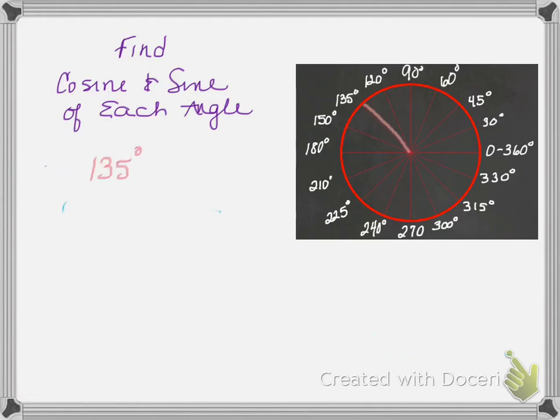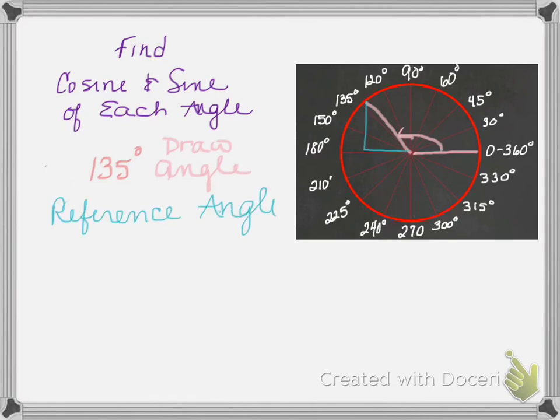135 degrees. Again, we have to draw the angle in the unit circle. So our angle measurement is there. The terminal side is at 135. Now you have to draw a triangle. And the reference angle you're using isn't 135 degrees. It's that portion from where you see the blue triangle there. How many degrees is that? Well, hopefully you're thinking it's 45 degrees again.